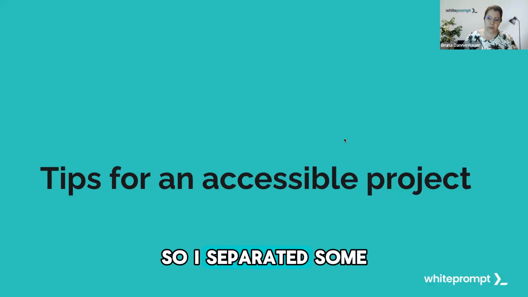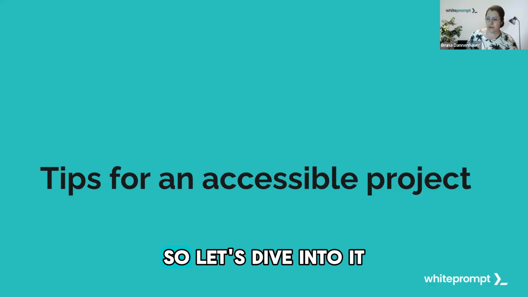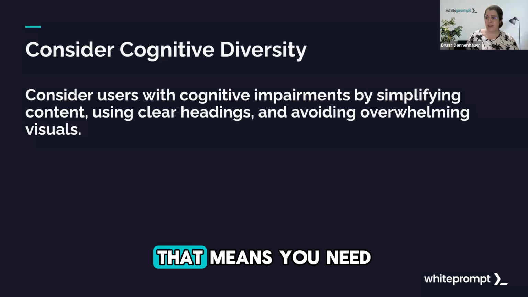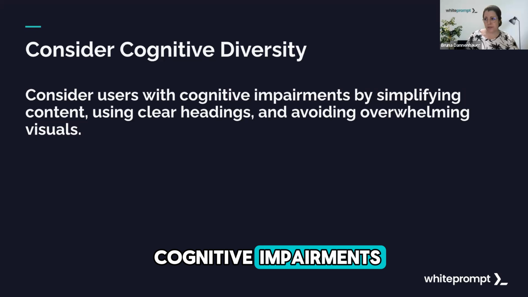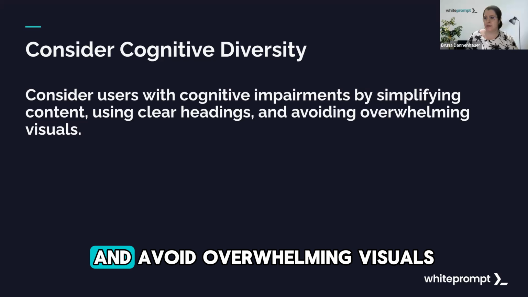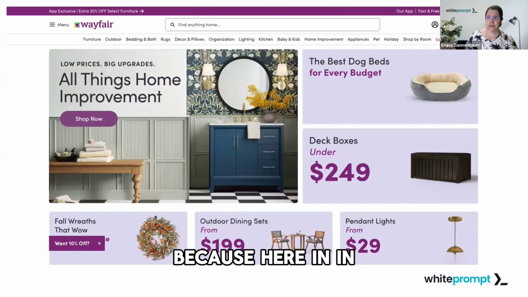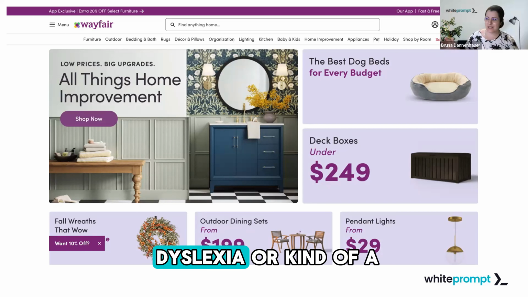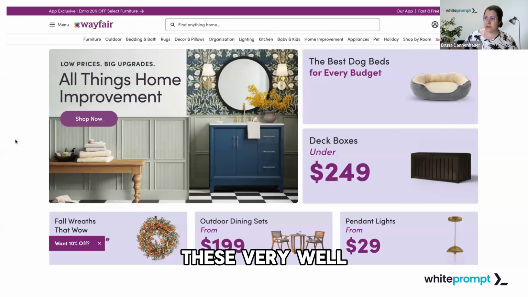So I separated some practical tips so we don't just stay in theory about this. So let's dive into it. For example, consider cognitive diversity. That means you need to create your project thinking about users with cognitive impairments. So you need to use clear headings and avoid overwhelming visuals. The next example is how not to do it, because here in this example, we have a lack of hierarchy and people that have dyslexia or attention problems might not use this very well.